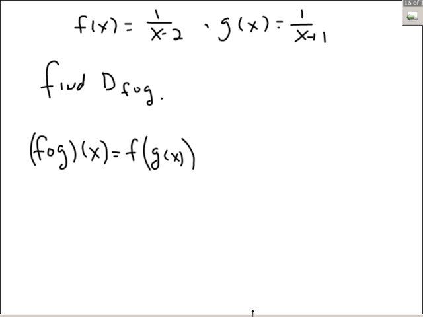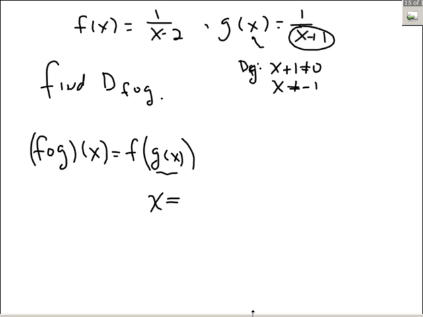Okay. Now, this is where we stop. We're taking g of something. That something happens to be x. What can you not take g of? The bottom cannot be 0. That is, I meant to say g. So x cannot be negative 1. What goes in here cannot be negative 1. X is going in there. It can't be negative 1.